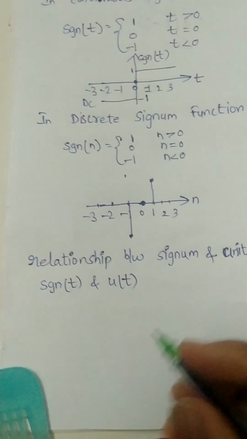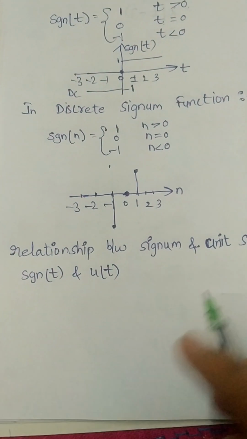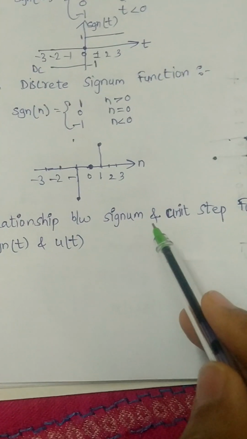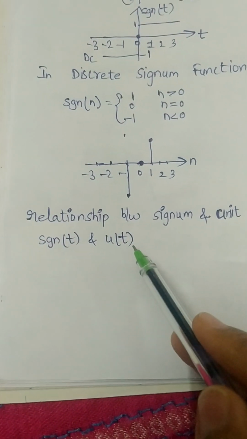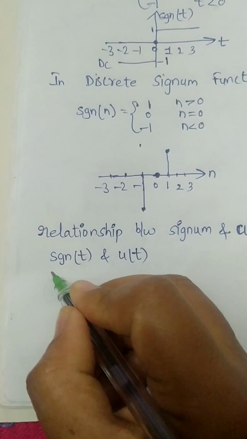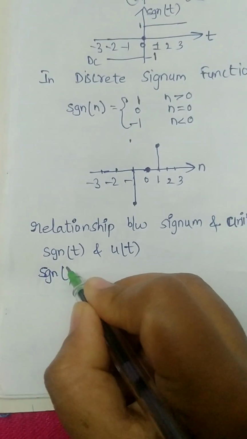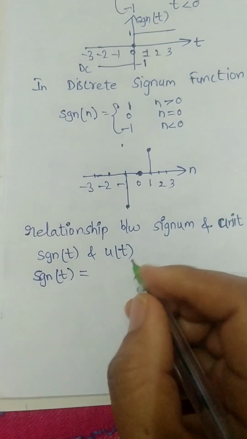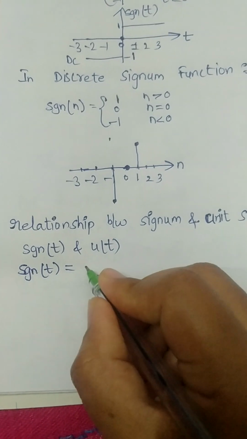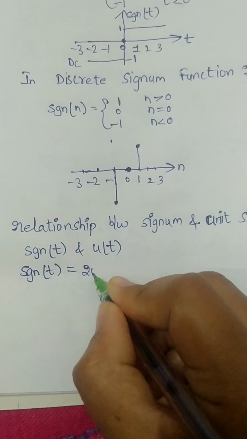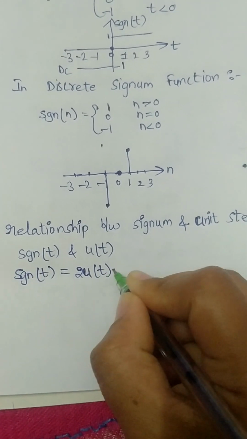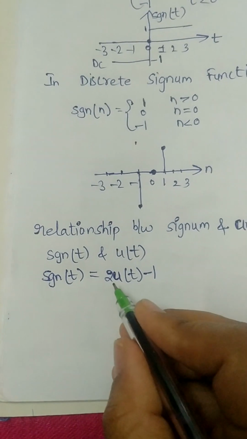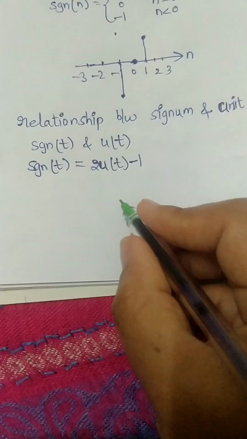Now I am discussing the most important thing, the relationship between Signum function and unit step function. Here I am giving one example to know about that: 2u of t minus 1. In the graphical representation, what are we representing here?